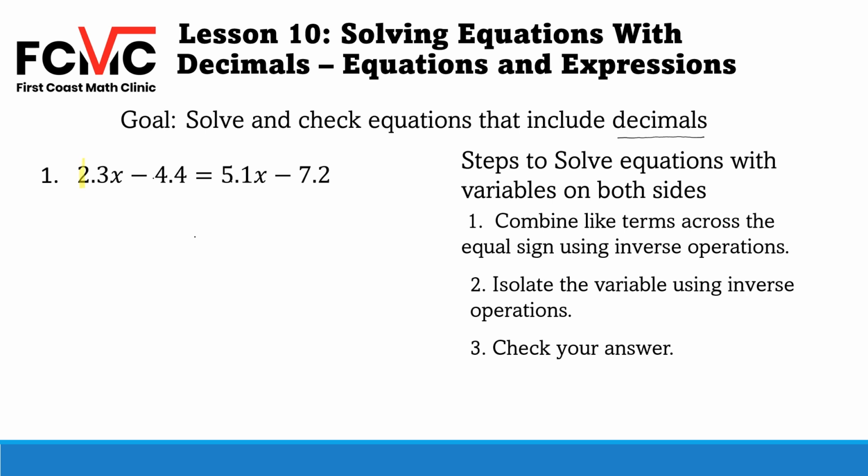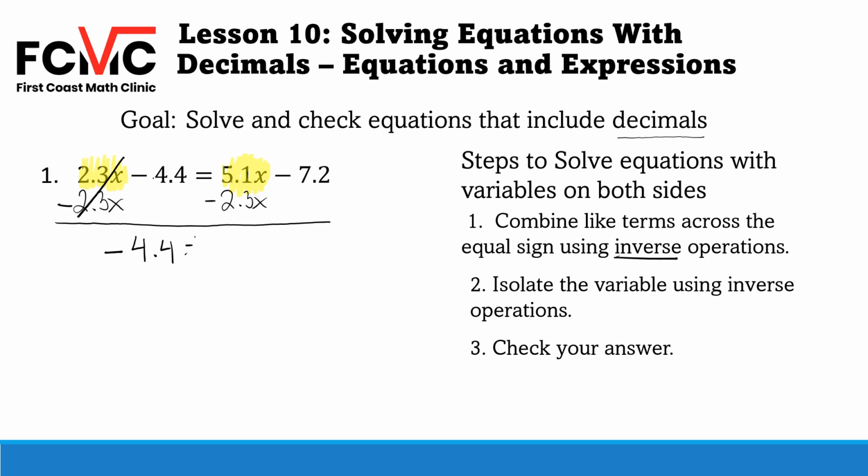So our like terms have the same variable raised to the same power. So we're going to start with 2.3 and 5.1. I'm going to move 2.3 to the right. So let's subtract. Remember, we want to use inverse operations, so operations that undo whatever's happening with that 2.3. 2.3 is positive, so let's subtract 2.3x from both sides. 2.3 and 2.3 cancel out.